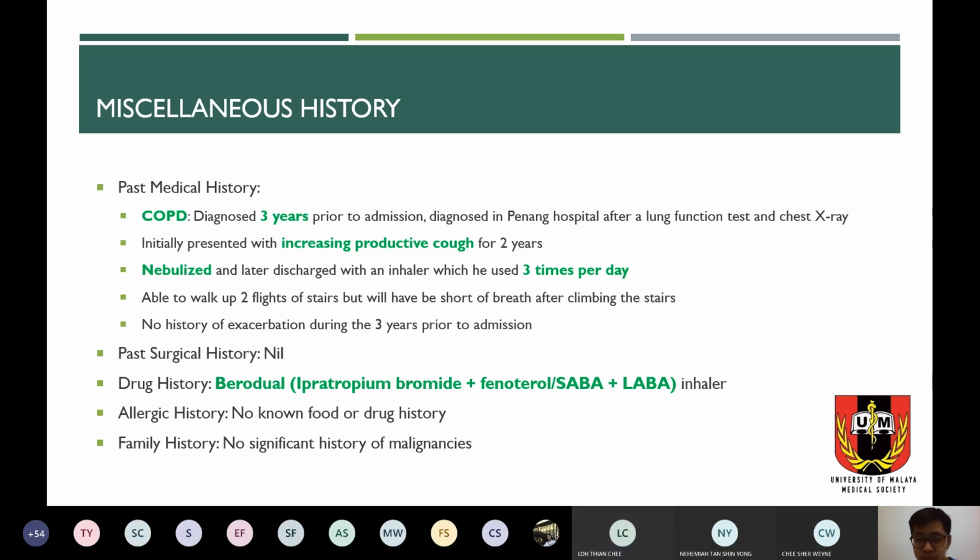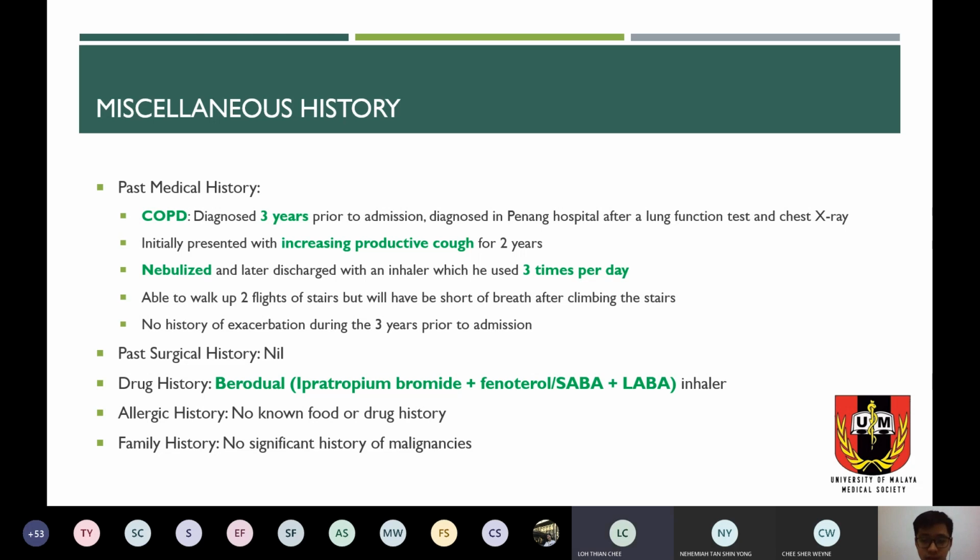Yeah, can, doctor. Okay, so the GOLD classification for this patient is A, I think. By right, because there is no history of exacerbation that led to any admission, and he is able to walk up 2 flights of stairs, so it should be MMRC grade 1. So A, I would think.